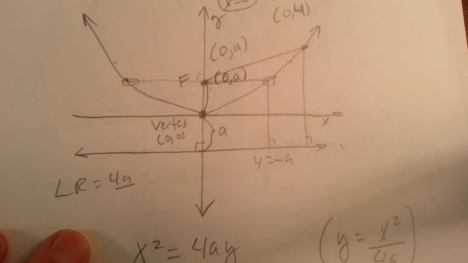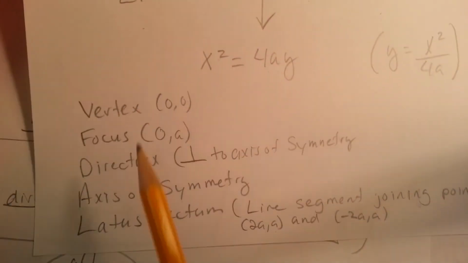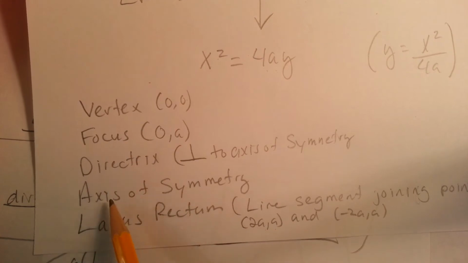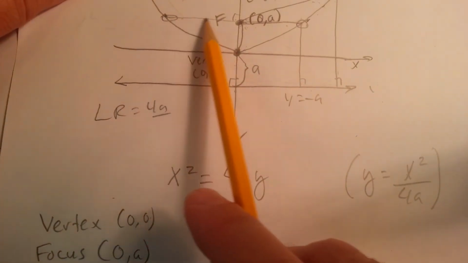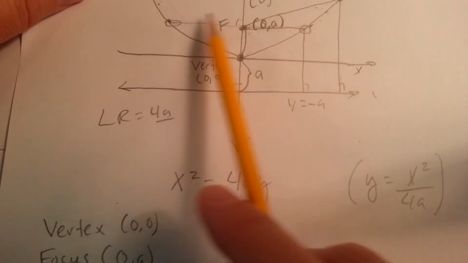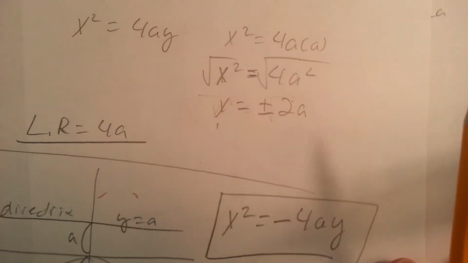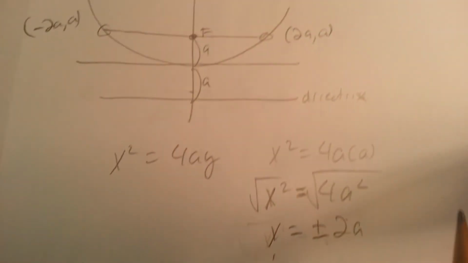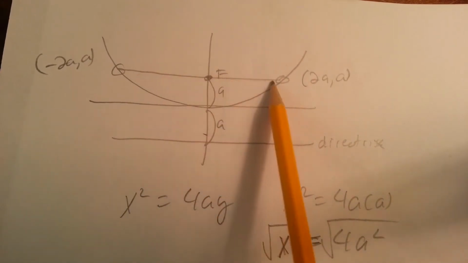So let's take a look at how we go about doing that. The big vocabulary words are vertex, focus, directrix, axis of symmetry, and latus rectum. That's the line perpendicular to the axis of symmetry that connects the points through the focus. All right, let's take a look. Here's that same parabola we were dealing with, and here's our latus rectum connecting these points through the focus.